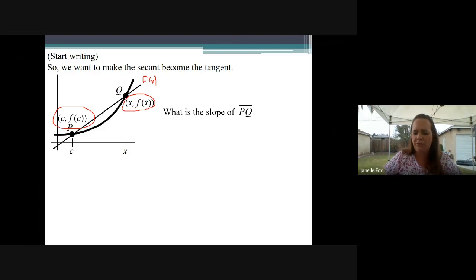Let's do the slope for this guy, okay? The slope is going to be f of x minus f of c, which is like y2 minus y1, right? We're just doing the y values, okay?